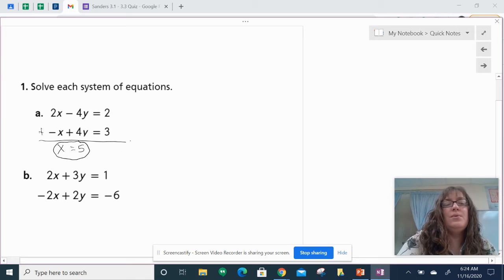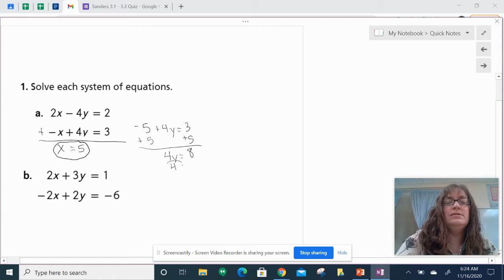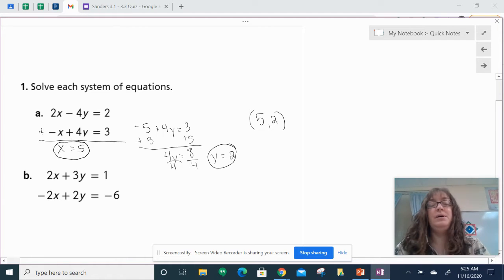I'm going to try the second one this time, and so I'm going to get negative 5 plus 4y is equal to 3. This time I'm going to add 5 to each side because I'm trying to solve for y, and I get 4y is equal to 8. Dividing each side by 4, I get y is equal to 2, and I have my solution of (5, 2).